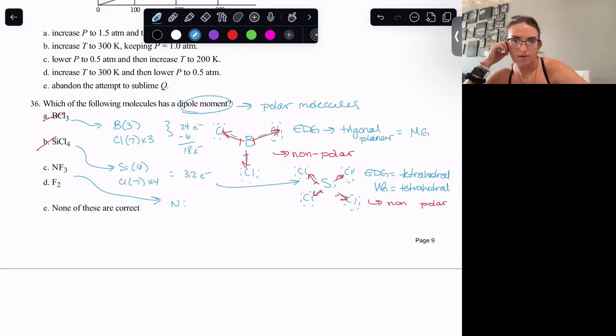Anything that has a lone pair will be polar. There are 2 exceptions, and that is the T shape... No, T-shape is polar. The exceptions are linear when there are 5 electron domains, and square planar when there are 6 electron domains. Anything else, if you have a lone pair on the central atom, is a polar molecule.